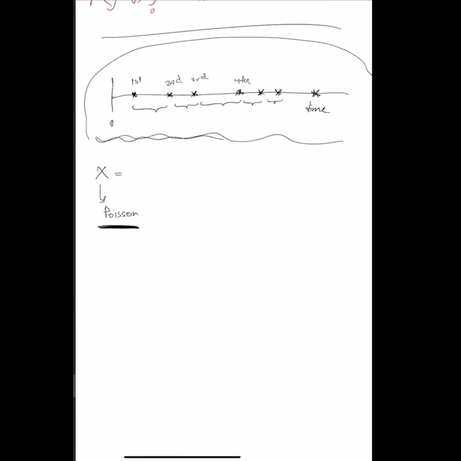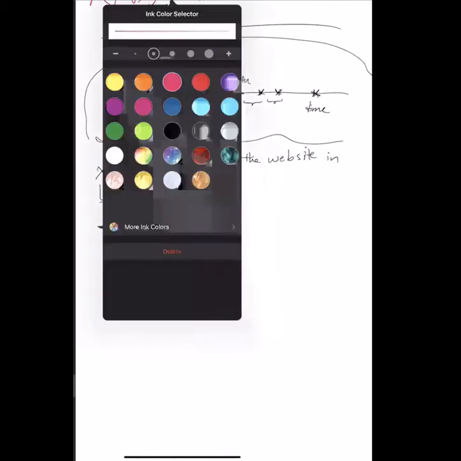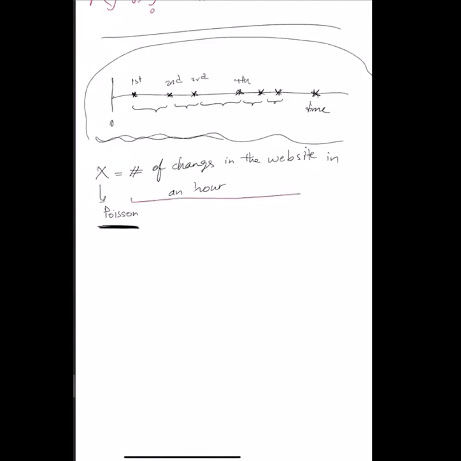How about number of changes? Number of changes in a specific time. If I define x as the number of changes in the website in an hour, is this random variable fixed? Is this a fixed value? If I look at number of changes in the website in an hour, can I say that there are always 10 changes in this website in each hour? Can I say that? 12 the next hour.